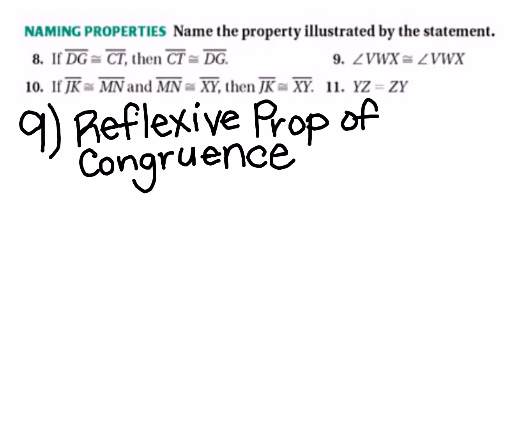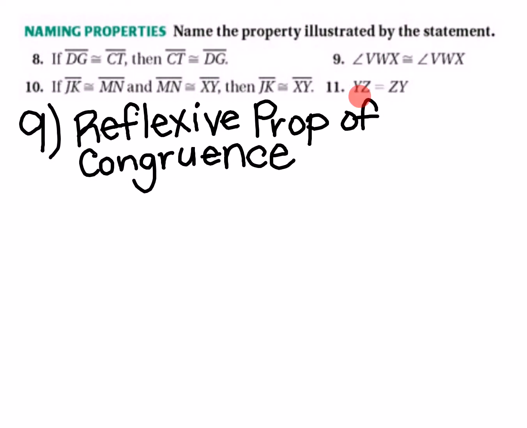Look at number 11. 11 is a little tricky. You have YZ equal ZY. So it is very tricky. Is it symmetric or would it be reflexive? Now we know that when we think about symmetric, it's an interchange, but this is not the case. When you do the interchange, you're going across the equal sign or you're going across the congruent sign. If you look at 11, notice that I didn't go across the sign. So it's a little different.